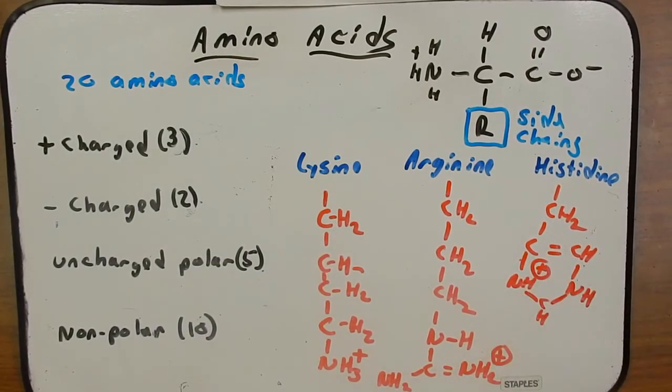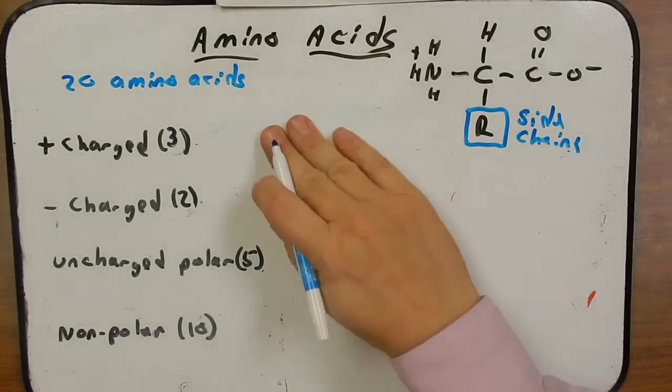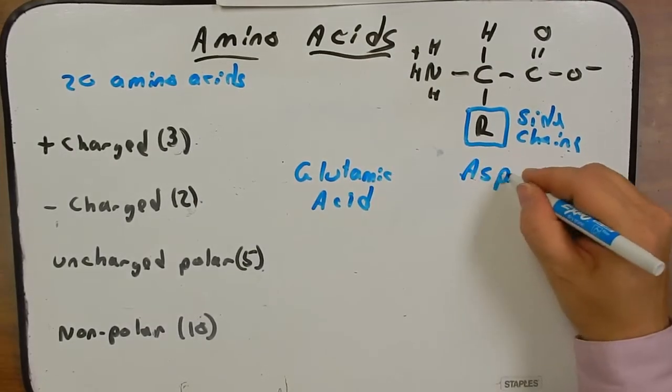And this is where the positive charge is on it. So those are the positively charged amino acids. Next, let's talk about the two negatively charged amino acids, glutamic acid and aspartic acid.